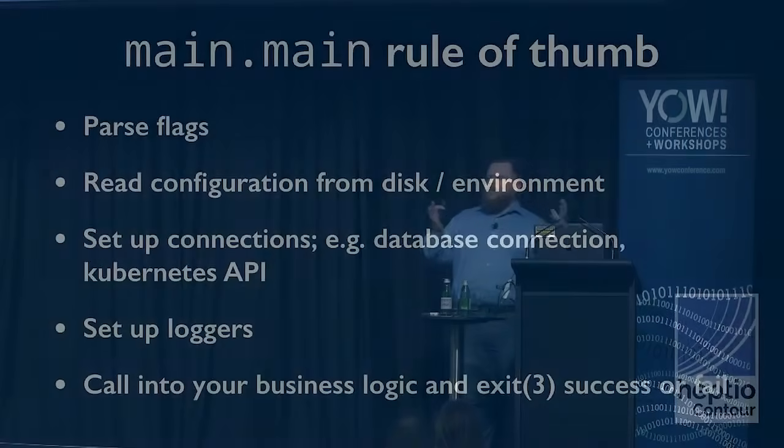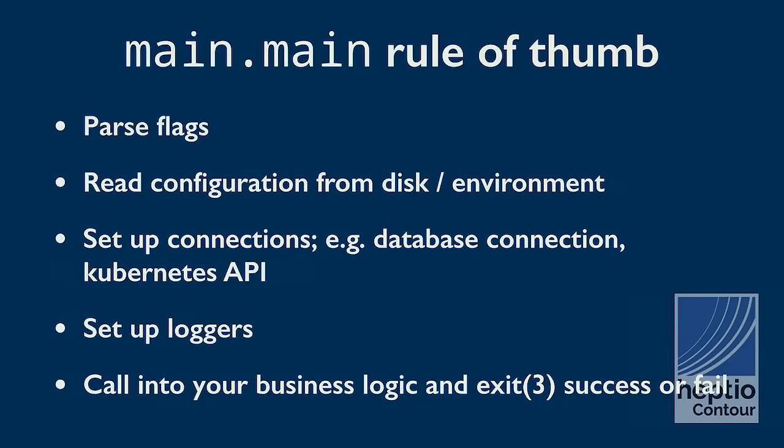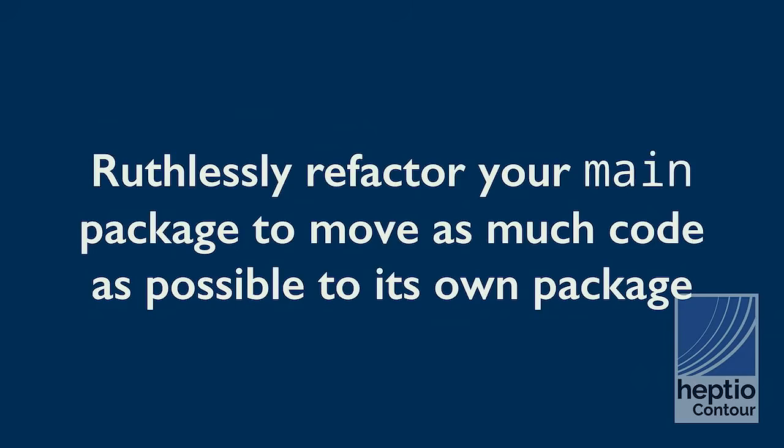Set up your loggers, obviously, and then pass all that information that you've collected down into your business logic, and then the rest, all of main's job is just to wait for your main business object to return, and then you just exit with success or failure. So always keep refactoring your main package to move as much of that business logic out of there as possible. This is going to make your testing easier. It's going to end up avoiding strong coupling to global variables.